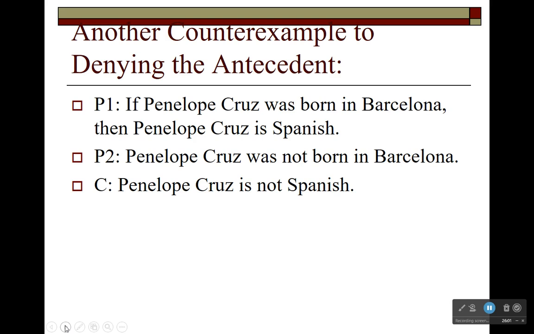Here's an argument that is an example of that form. Substitute for the variable P the statement Penelope Cruz was born in Barcelona. Substitute for the variable Q the statement Penelope Cruz is Spanish. Now I would give you this argument. If Penelope Cruz was born in Barcelona, then Penelope Cruz is Spanish. Penelope Cruz was not born in Barcelona. Therefore, conclusion, Penelope Cruz is not Spanish.